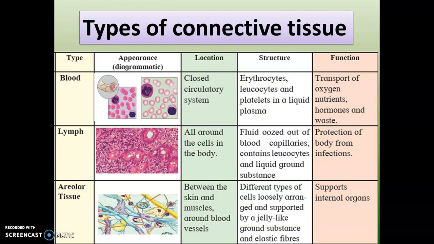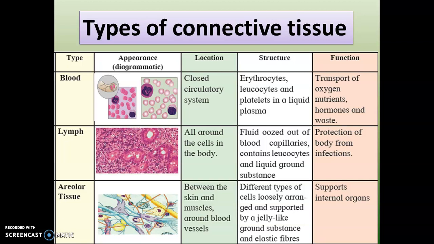We have studied the structure of blood in detail in 8th standard. Okay, so these erythrocytes, leukocytes and platelets are present in the liquid plasma. And of course we all know the function of the blood. It transports oxygen, nutrients and hormones to various parts of the body, and then it also collects the waste material from various parts of the body and gives it to the excretory system.